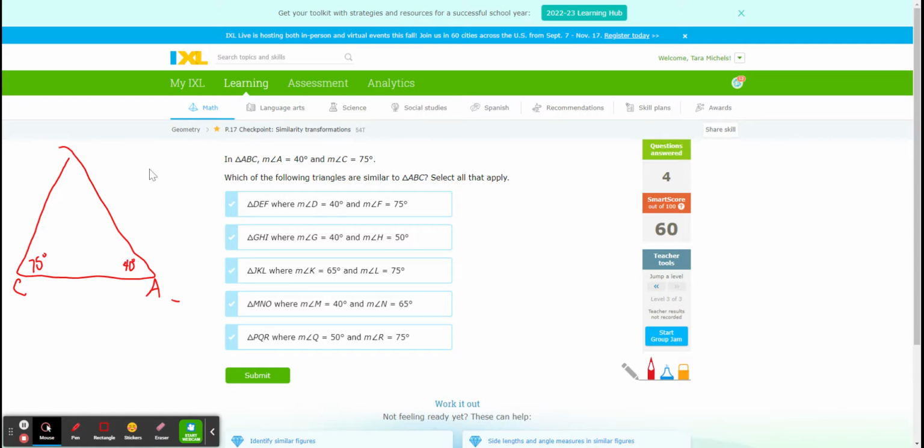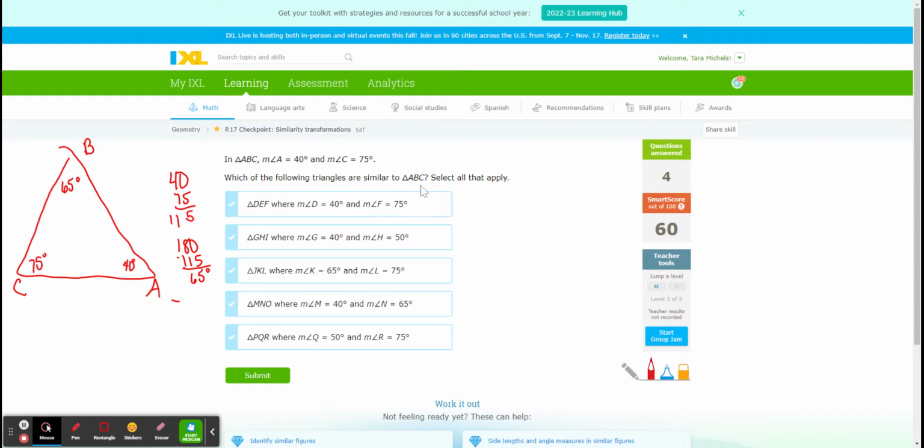So remember we have the triangle sum theorem that allows us to find the third angle of the triangle, which would be angle B here. 40 and 75. Add those up and we get 115. So my third angle must be 180 minus the 115, which is 65 degrees. So there is my triangle ABC.